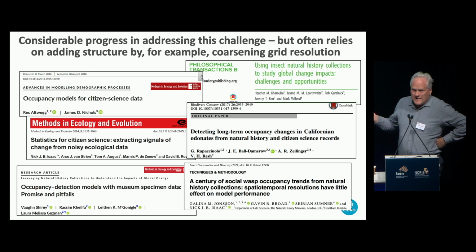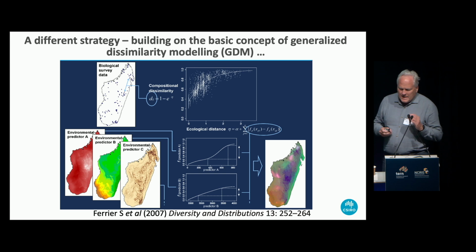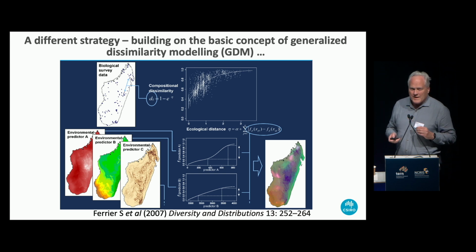Now, there have been lots of great efforts to address this with extending existing analytical approaches, things like multi-species occupancy models and so on. Most of these solutions, however, involve trying to turn unstructured data into structured data, and this is often done by generalising the observations up to coarser grid cells and that kind of thing. But what I want to talk about today is a completely different strategy for analysing this kind of data.